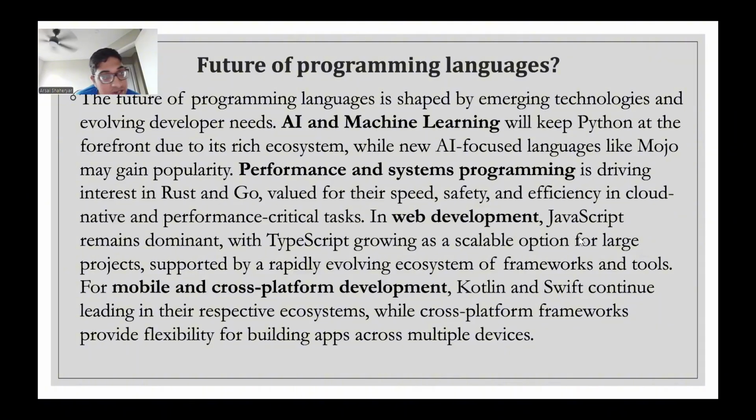In web development, JavaScript remains dominant, with TypeScript growing as a scalable option for large projects, supported by a rapidly evolving ecosystem of frameworks and tools. For mobile and cross platform development, Kotlin and Swift continue leading in their respective ecosystems, while cross platform frameworks provide flexibility for building apps across multiple devices.